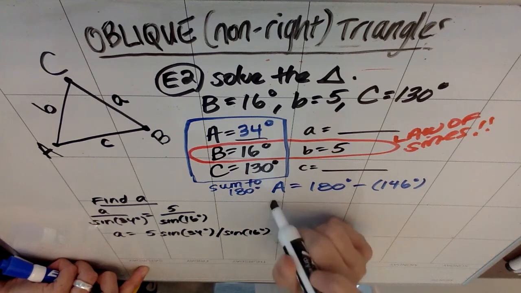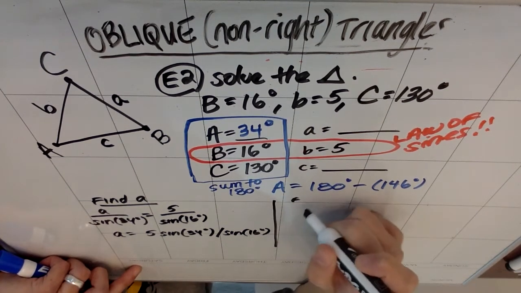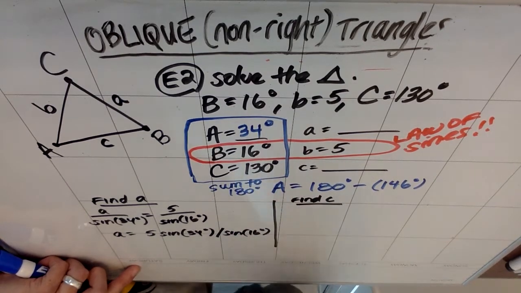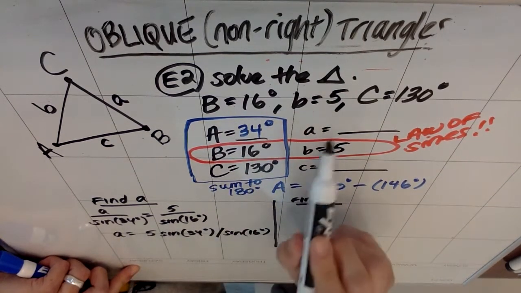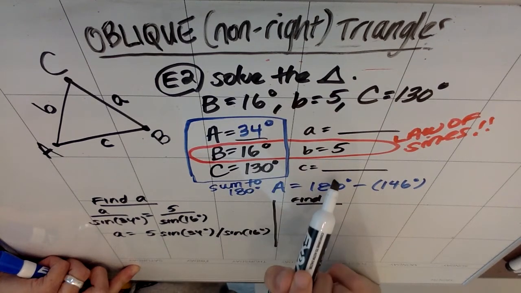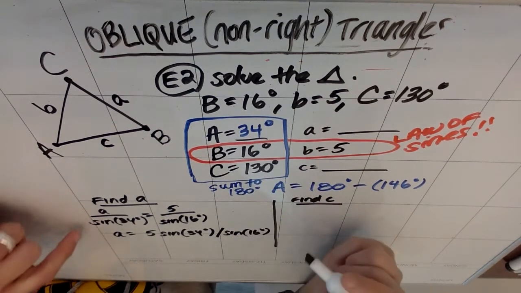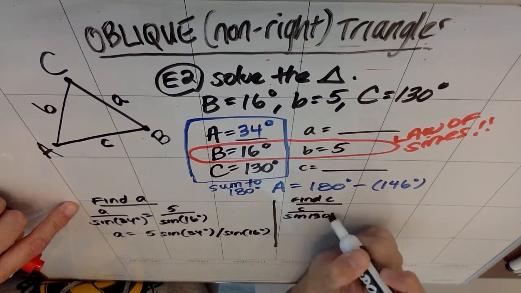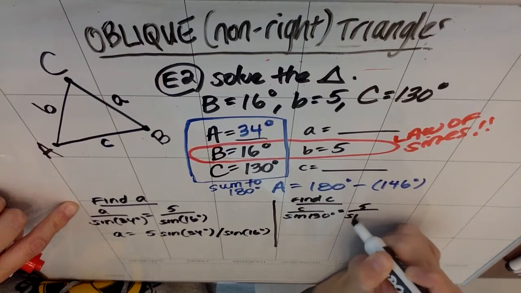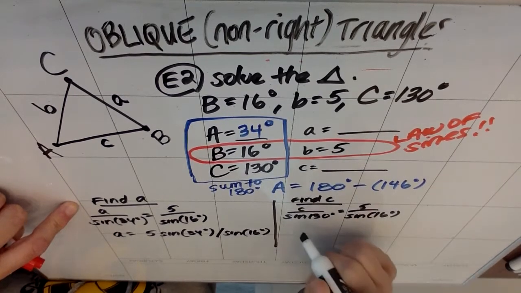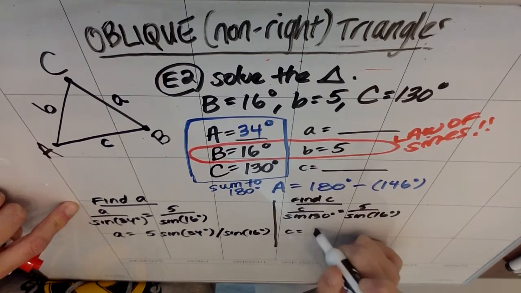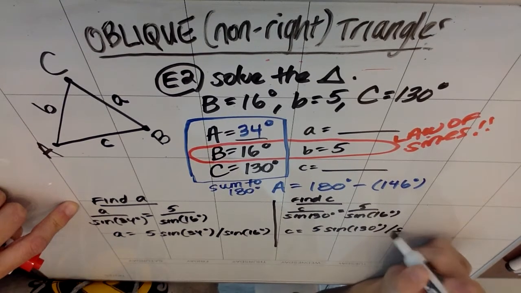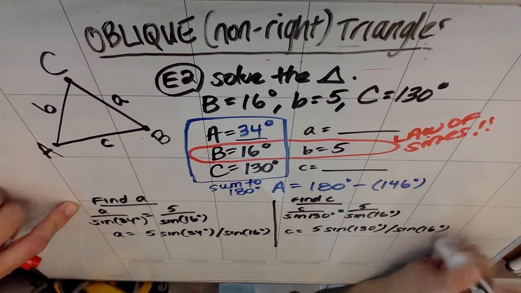The cool thing here is I don't have to do all of that storing stuff because I don't need a to find little c, right? In order to find little c, I set up the exact same ratio, except instead of using a and the 34 degrees, I'm going to use this little c and the 130. So I'm going to follow my own work and say c over the sine of 130 degrees equals 5 over the sine of 16 degrees. If I multiply the sine of 130 over, I get c is 5 sine of 130 degrees divided by the sine of 16 degrees, which I can type in my calculator.